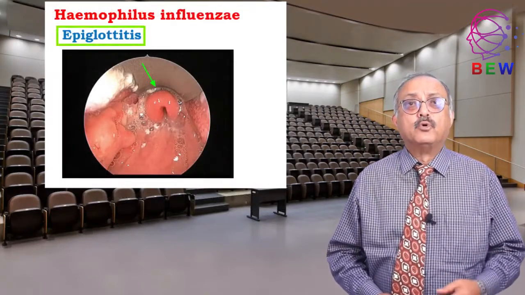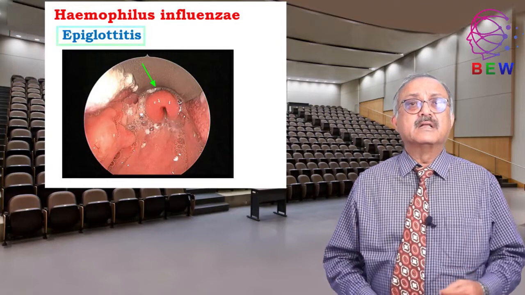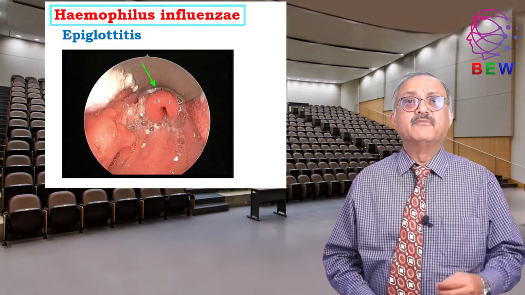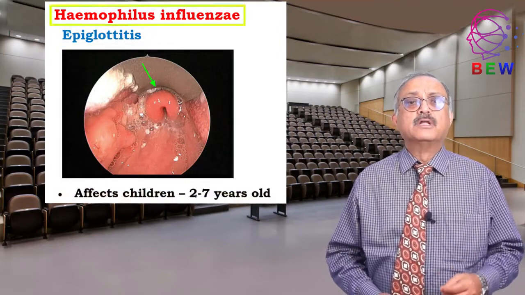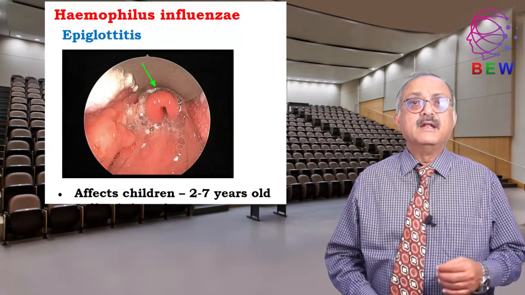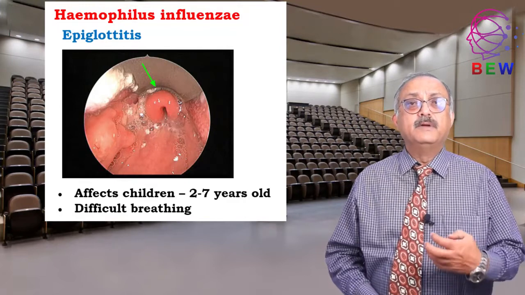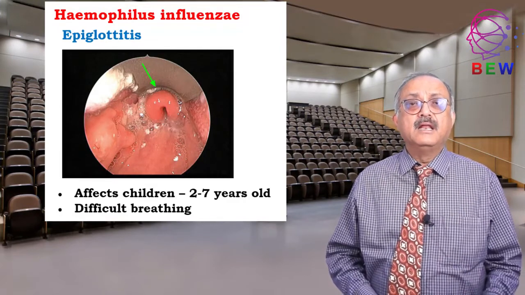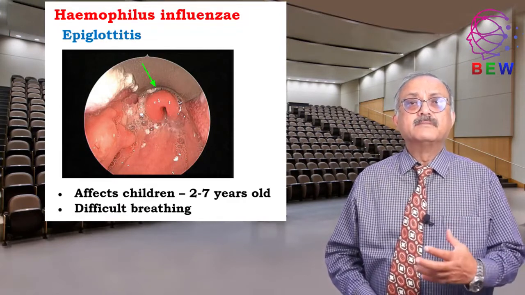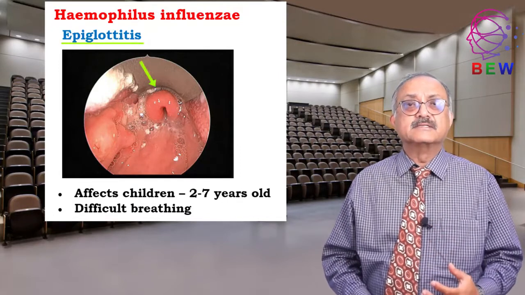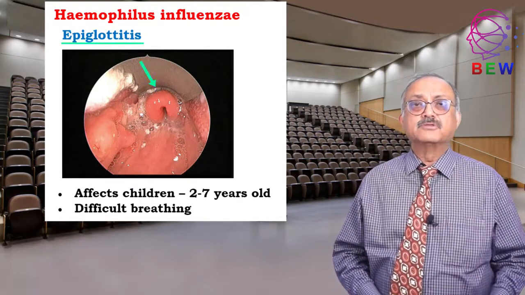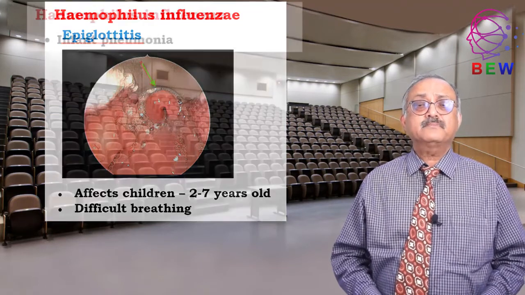Epiglottitis, one of the most life-threatening conditions that occur in children, is by Hemophilus influenzae. It affects older children 2 to 7 years old and is rarely seen in adults. So if you see a child who is unable to breathe and is struggling to get air in, please open his mouth and look for the epiglottitis, and then immediate treatment with suitable antibiotics helps.